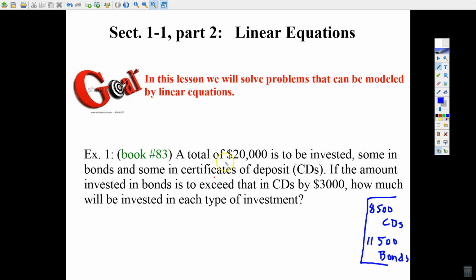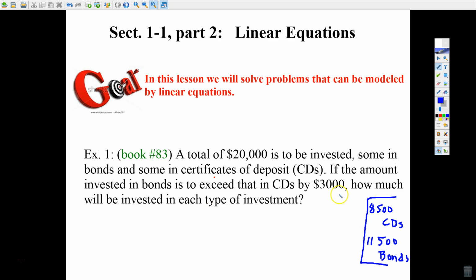So what we're told here is there's 2 different types of investments that are being made for a total investment of $20,000. So some of our investment is in certificates of deposit, known as CDs, and the other part of the investment is in bonds. So the question that we're supposed to answer is how much will be invested in each type.